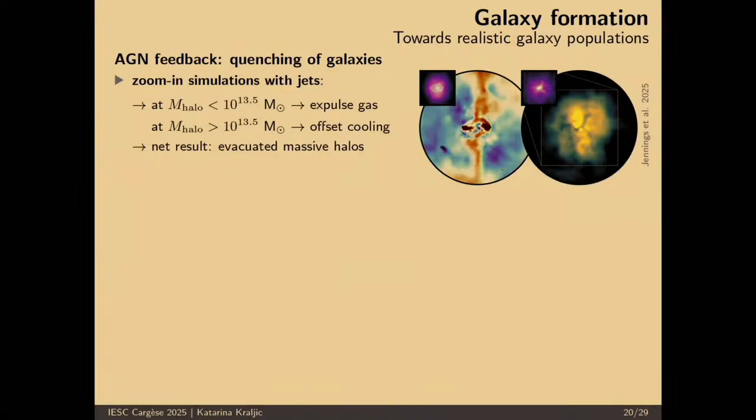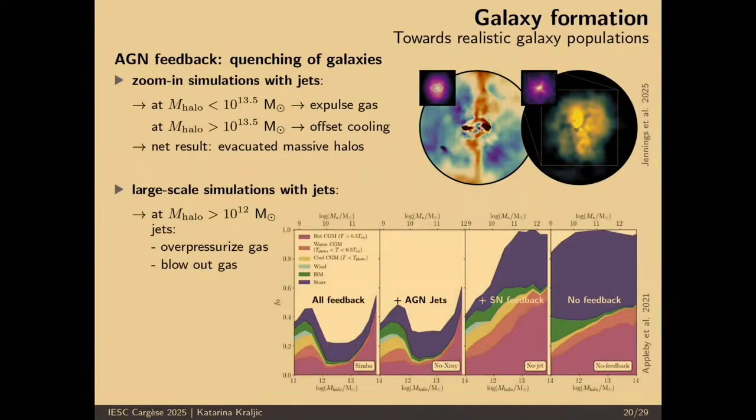So here is one example of a zoom-in, quite high resolution simulation of a halo in a mass range. They did a series of these simulations over halos between 10^12 and 10^13, 10^14 solar masses. And they found that indeed these jets follow qualitatively what we see in observations, and the net result of this is that they can evacuate these halos and then prevent the formation of stars in them.